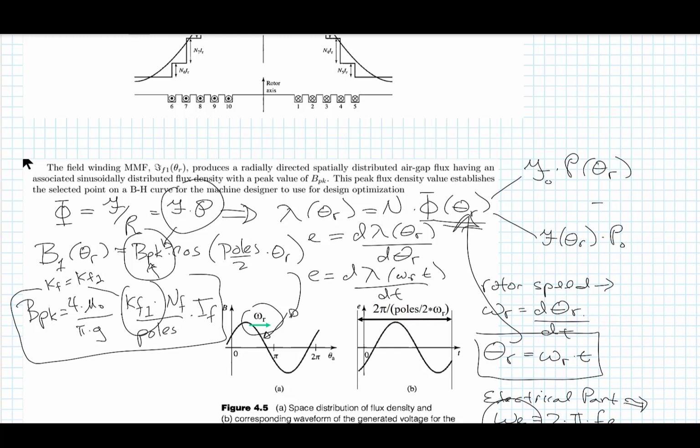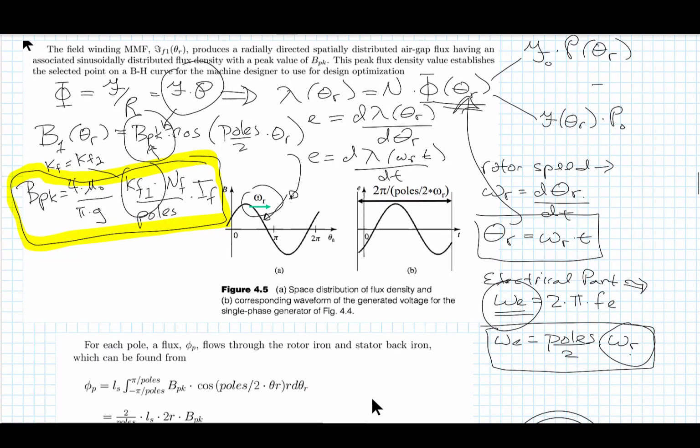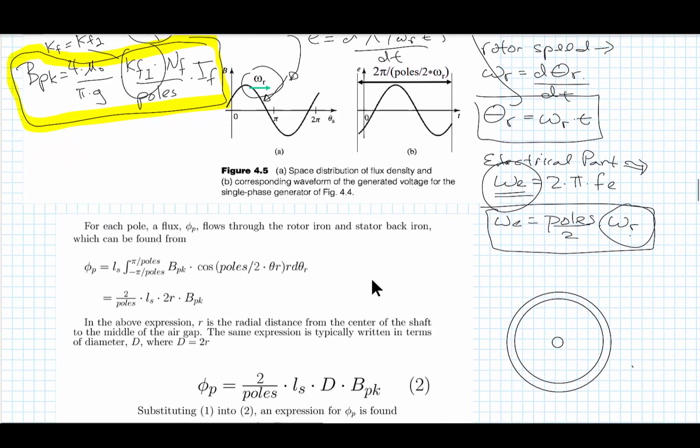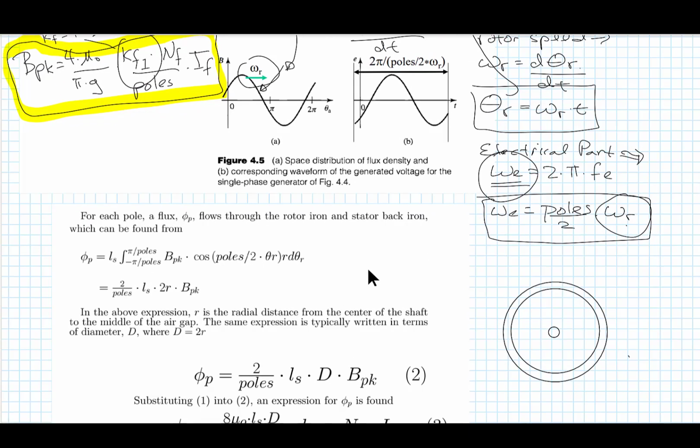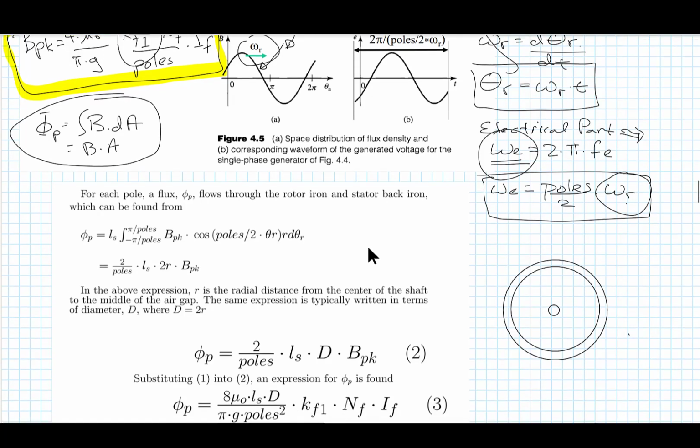So there is our expression for peak flux density. Another one of the very important formulas that we need to remember. If we want to find the flux that is crossing the air gap under each pole, then all we need to do is integrate the flux density over the area that flux would be crossing to get to this expression here. It's going to be one number.